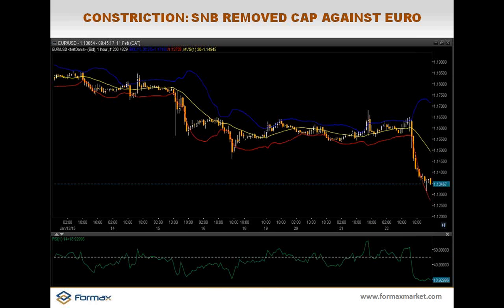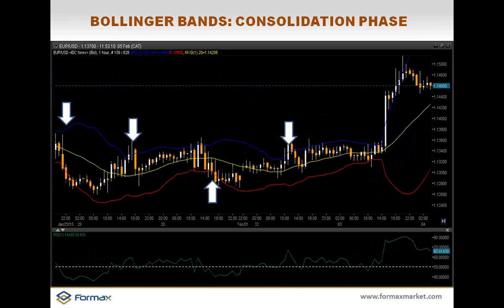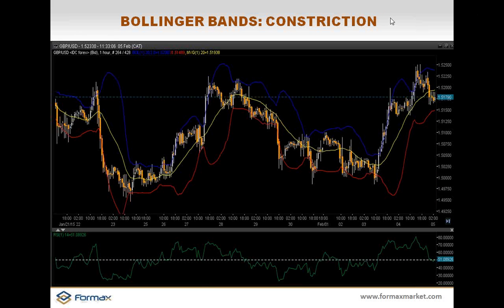We have discussed 3 strategies in Bollinger Band. Yeah, this one. You're talking about constriction? Okay. So exactly what is the situation here?